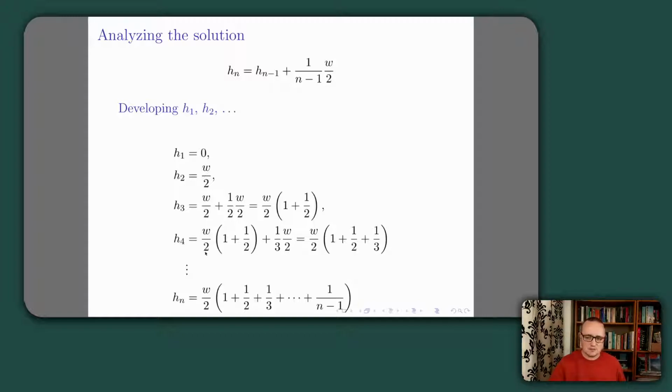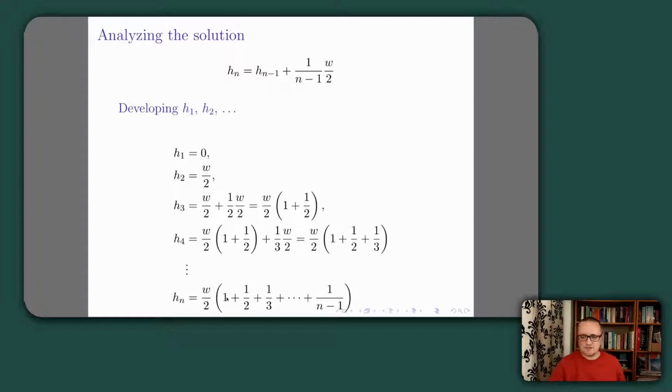H4 will be W over 2 times 1.5, that's the previous value, plus 1/3 of W over 2. So we can factor out the W over 2 again, we get 1 plus 1/2 plus 1/3. That's the overhang for H4. You keep going in this way and you can see the pattern that's happening. The overhang coming from a stack of n blocks is going to be W over 2 times 1 plus 1/2 plus 1/3 plus all the way to 1 over n minus 1.